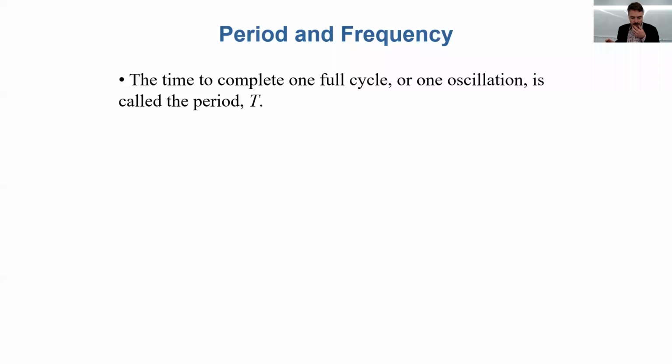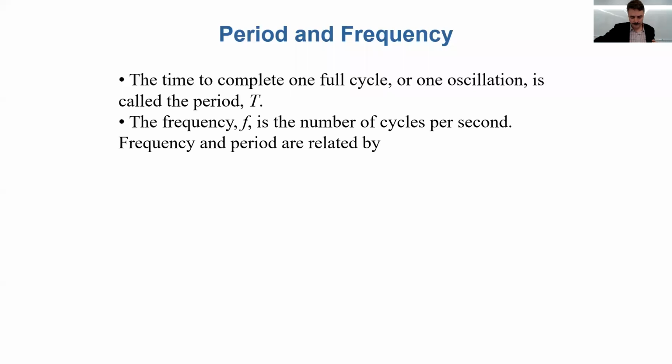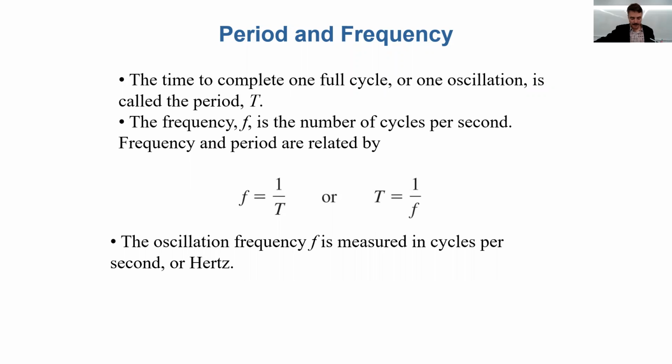Okay, so the time to complete one full cycle or one oscillation is called the period. The frequency, f, is the number of cycles per second, and you relate period and frequency by this 1 over. So frequency is 1 over the period, and also the period is 1 over the frequency. The frequency has a new unit, which is called hertz, and hertz is just 1 over seconds. Cycles per second, or hertz. Sometimes you also see it called Hz for short.